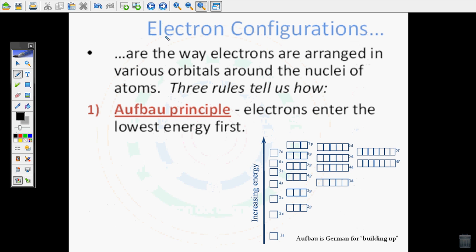So electron configurations are just the way the electrons are arranged in the various orbitals or shells around the nuclei of atoms. And there's 3 rules. The first one is the Aufbau principle. And Aufbau is just German for building up. So the electrons want to enter the lowest energy first. And this is like the diagram here. And this is the lowest energy. And then these shells would be high energy.